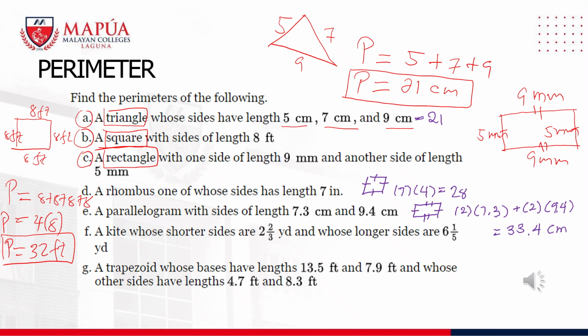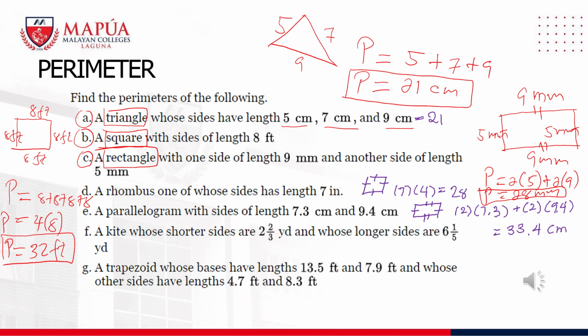So again, the perimeter is just the sum. We have two sides that are equal, so you just multiply 2 times 5, plus these sides are equal, 2 times 9. So perimeter is equal to 2 times 5, 10, plus 2 times 9, 18. So this is 28. The unit is millimeter. So this is the perimeter for C.